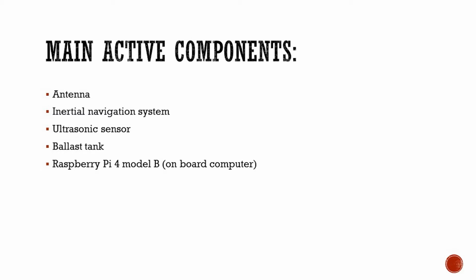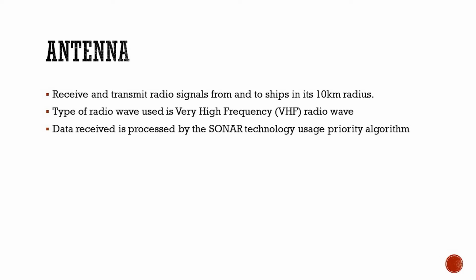There are five main active components of AUSOPOR. They are the antenna, inertial navigation system, ultrasonic sensor, ballast tank, and Raspberry Pi Model B, which is an onboard computer. The antenna is used to receive and transmit radio signals from and to ships in its 10-kilometer radius. The type of radio wave used is very high frequency radio wave, which has a range of 40 nautical miles. These radio signals are used to receive the ship's identification number, the purpose of their sonar technology usage, and also the status of their sonar technology operation.